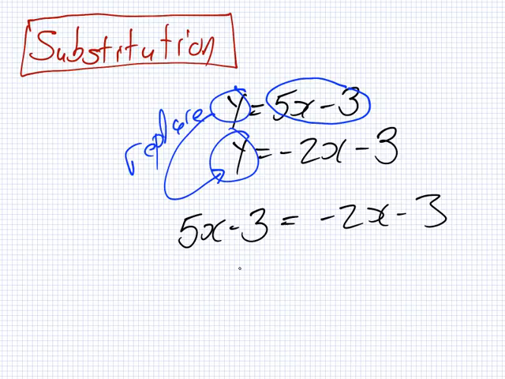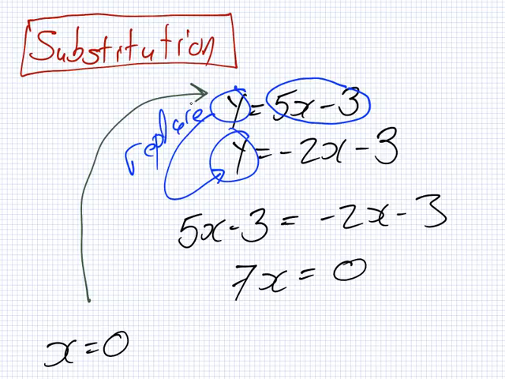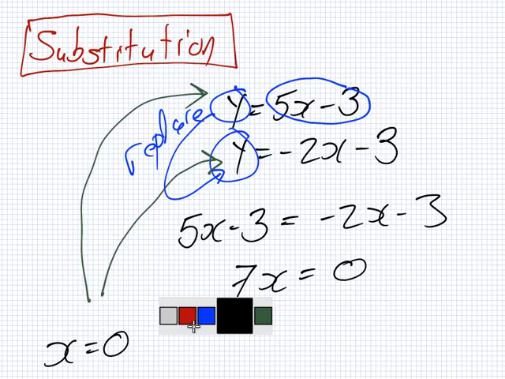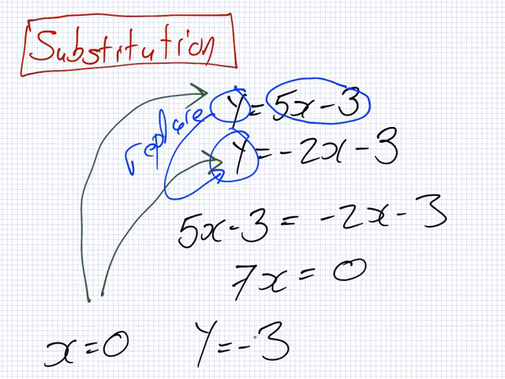So you'd end up with 7x equals 0. So x equals 0. Now, I have the x, how can I get the y? Well, you have two equations for y. You can use either of them. If you use it here, you'll get minus 3, and if you use it here, you'll also get minus 3. So you can see that y equals minus 3.